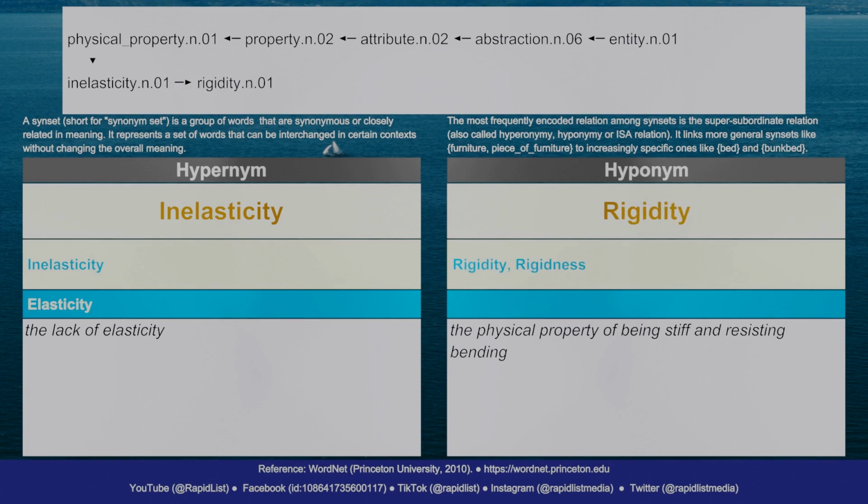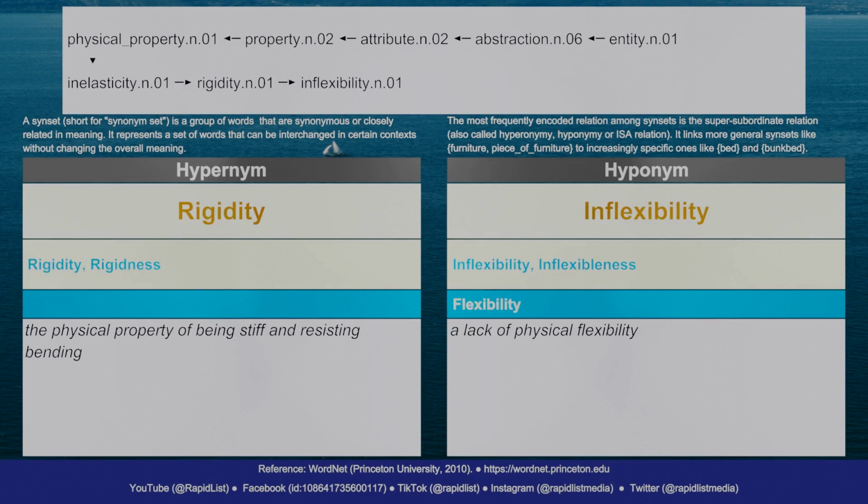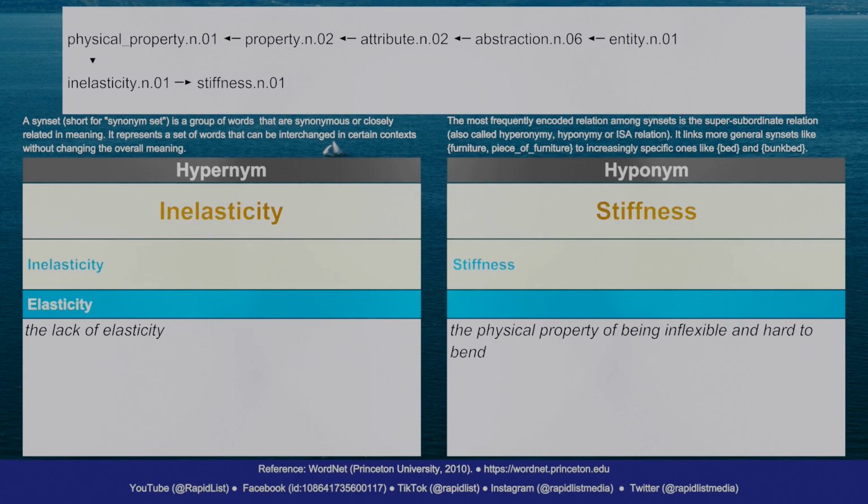Rigidity. The physical property of being stiff and resisting bending. Inflexibility. The lack of physical flexibility. Stiffness. The physical property of being inflexible and hard to bend.